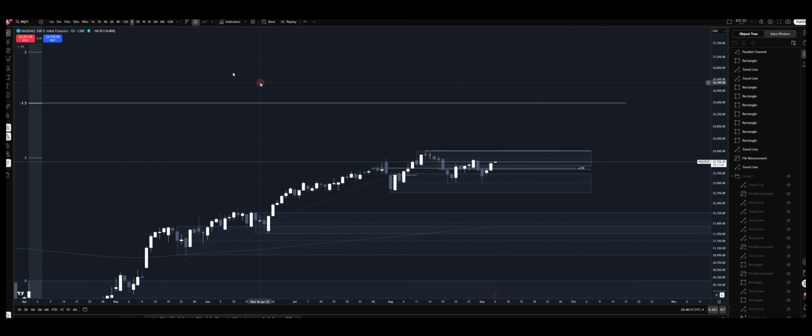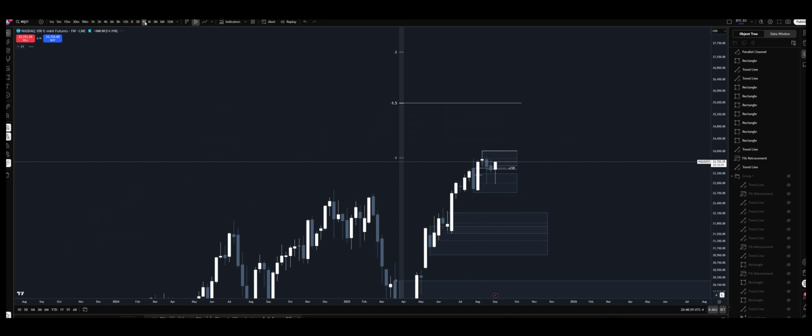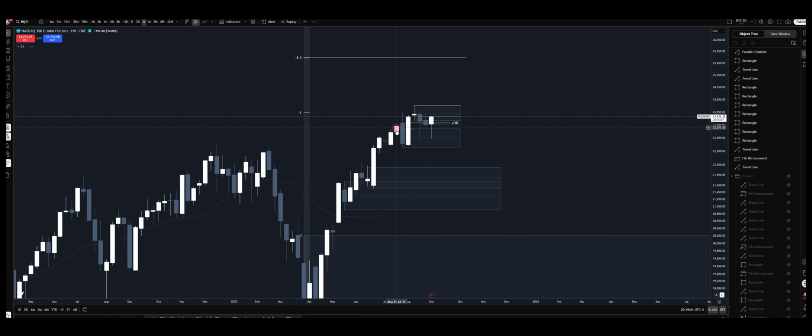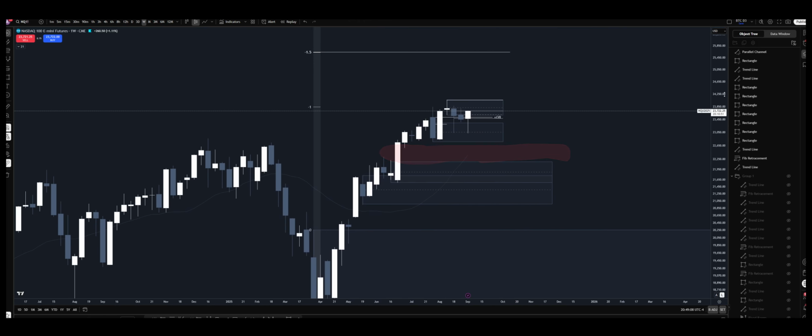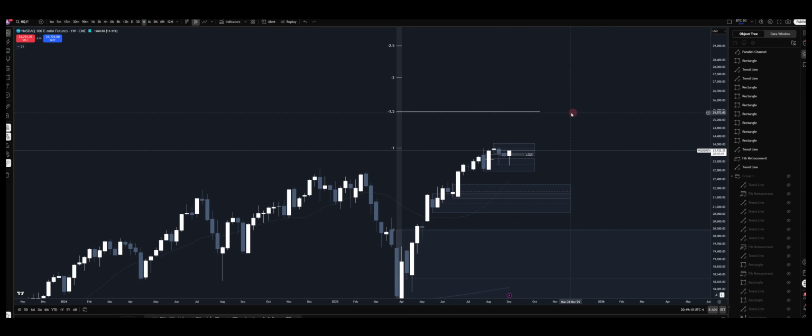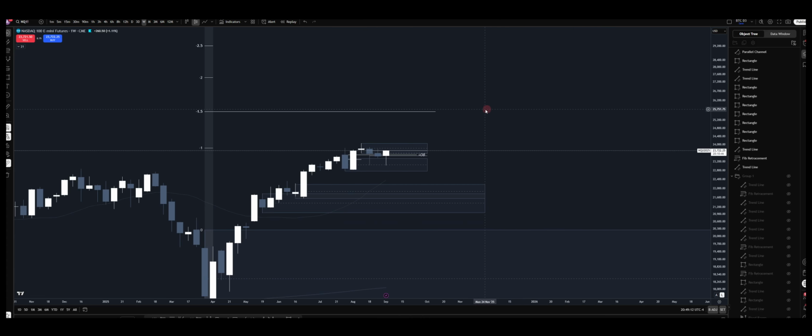Definitely left some points of interest lower. Like we've got this BC in here that's also untested. So pretty keen to see how September plays out. Yeah, pretty bullish week so far.